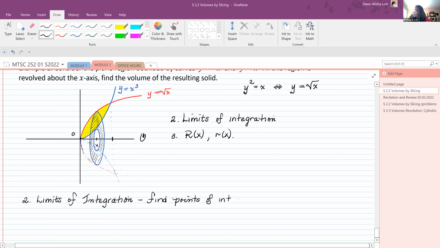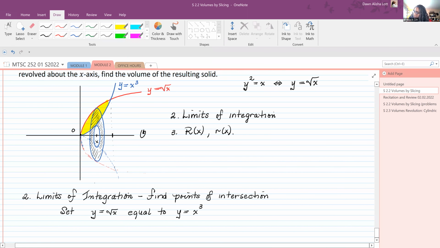And the only way I can find the points of intersection is to find the points that are on both curves. So set them equal. So set y equal to the square root of x equal to y is equal to x cubed.